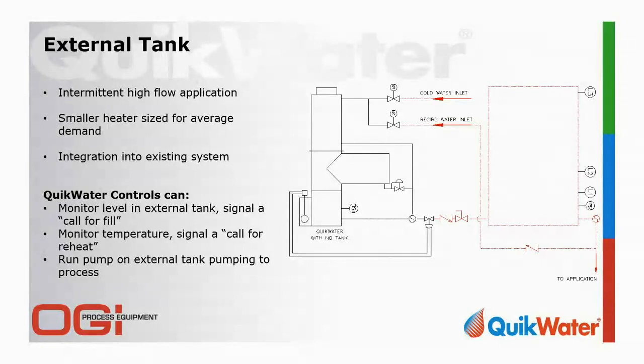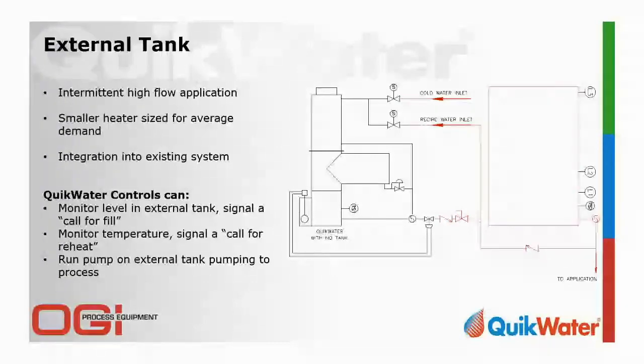If an external tank is added to the system, the QuikWater can be set up to integrate with this tank. A QuikWater quoted and designed for the external tank will typically have a minimum of 3 level floats. The low is there to shut off the pump, preventing it from running dry. The high float is there to prevent the tank from overflowing, whereas the high float will signal to the QuikWater that there's a call for fill.